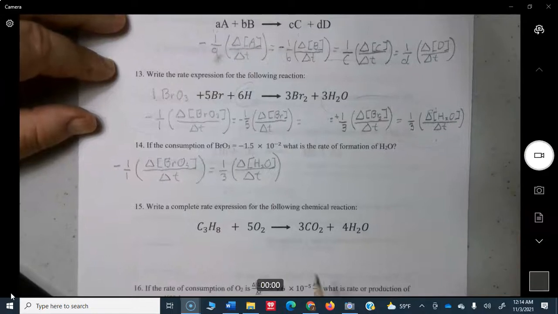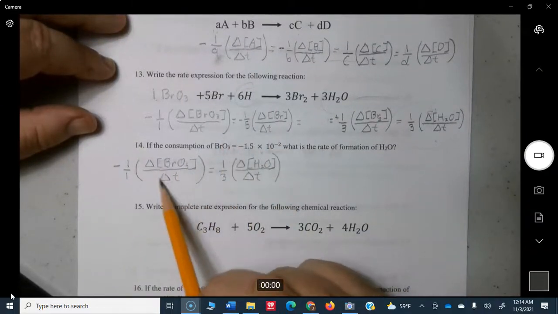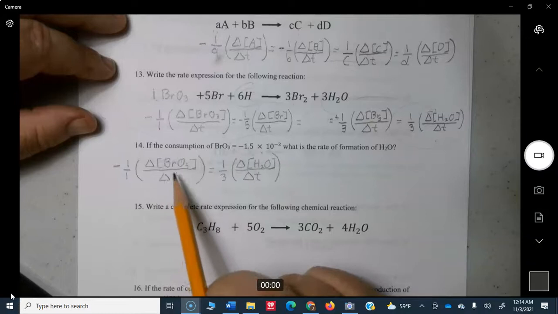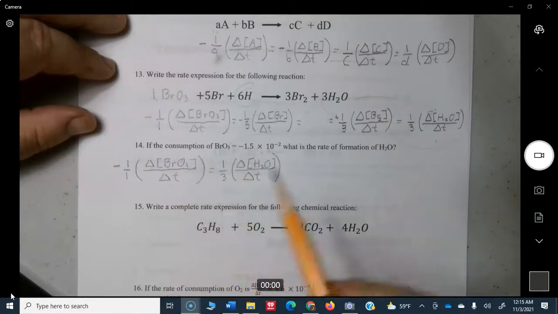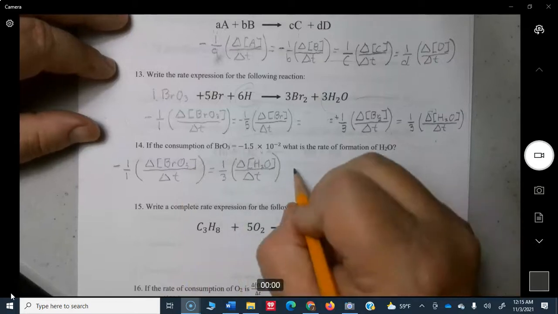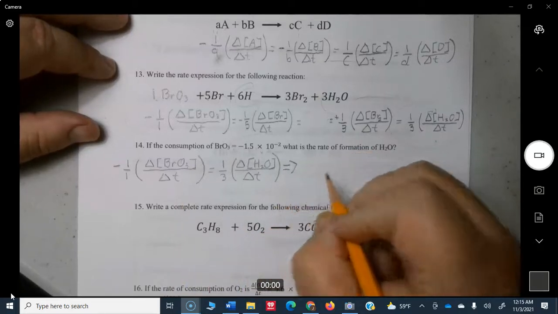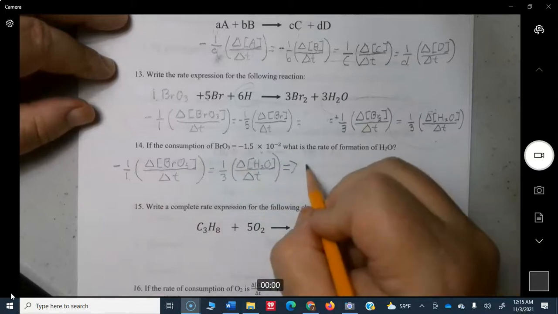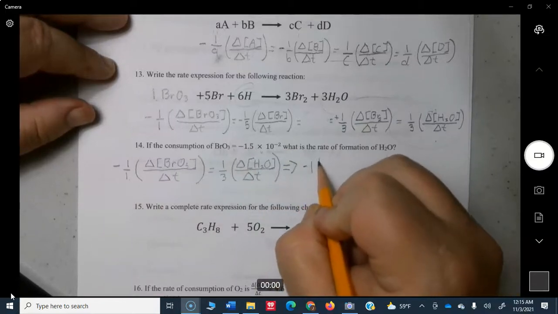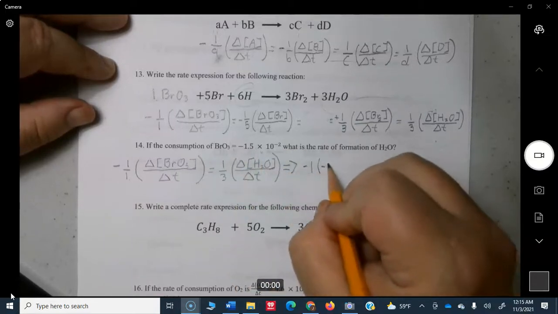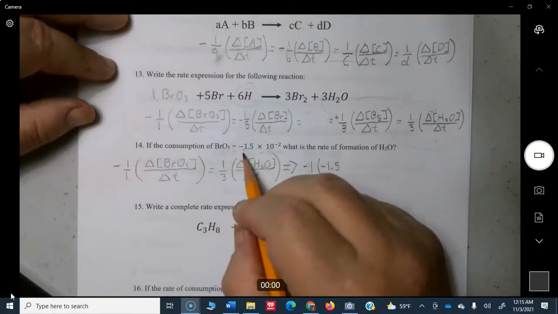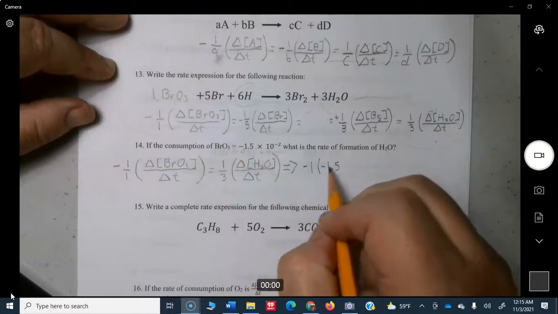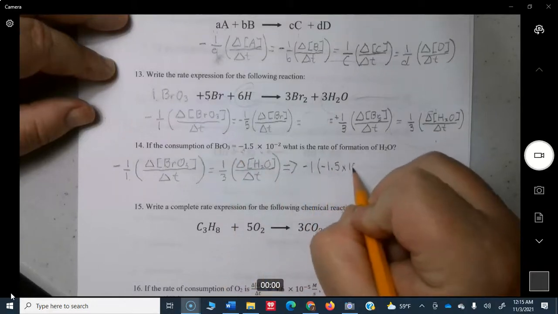Okay, so they're giving you this number right here. What you can do is go ahead and plug that number in here. So this is just -1, we'll call it -1 times this. You notice that the negative is because it is a reactant, it's being used up, so the negative is going to become a positive.